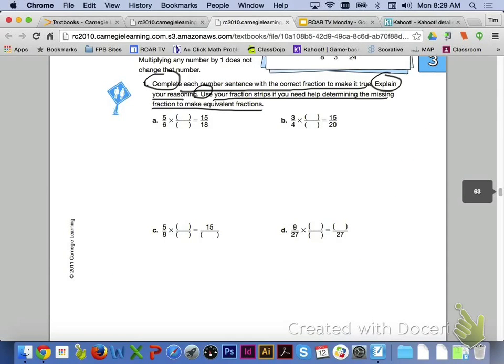To get started today, number 1 tells us to complete each number sentence with the correct fraction to make it true. Explain your reasoning. You can also use your fraction strips if needed to help you determine the missing fraction to make an equivalent fraction. So go ahead and do letters A through D with your group members.